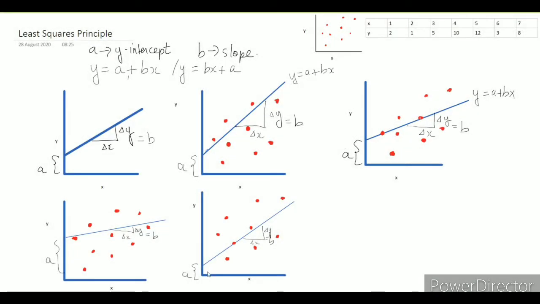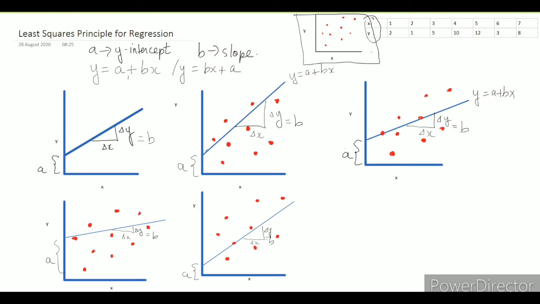So let us take a look at the concept of least squares. Okay, so more precisely, the least squares principle for regression. So we have values of x and y, and for different values of x we have different values of y, and let's say we plot it in this graph over here. Okay, and this is what the points look like.